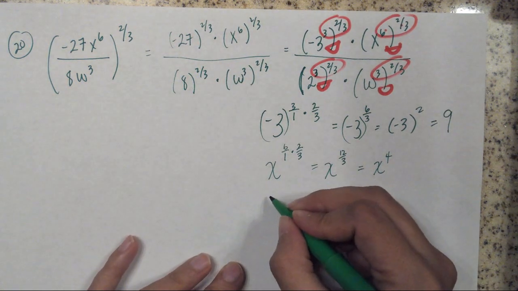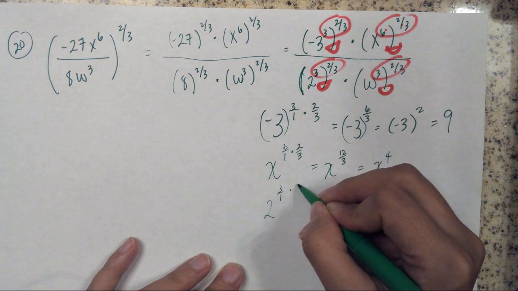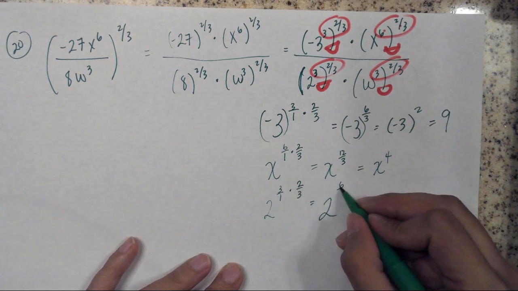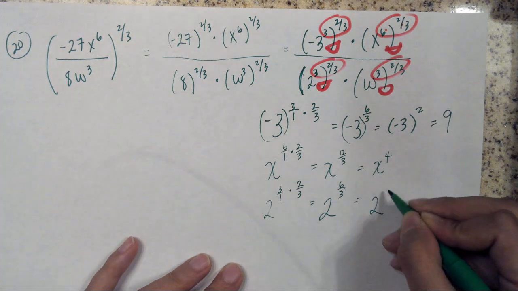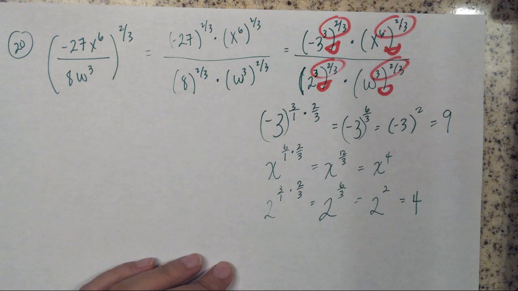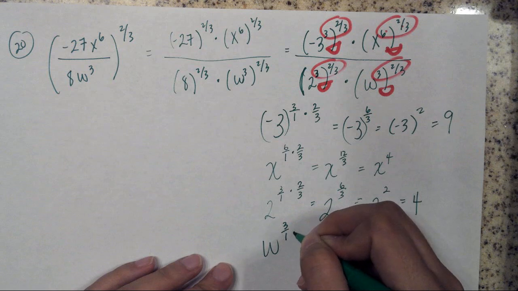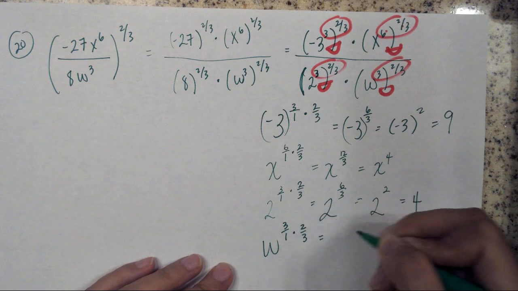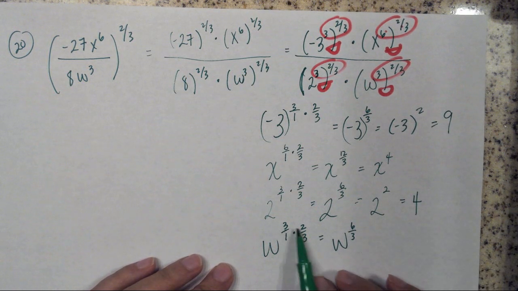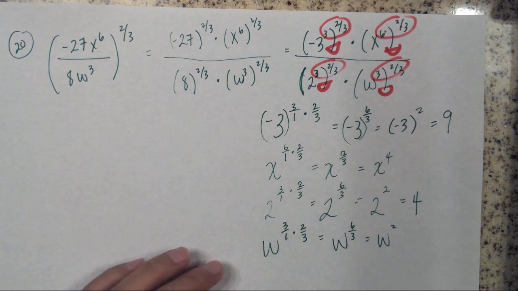Now I have 2 to the 3rd, so 3 over 1, times 2/3. We get 2 to the 3 times 2 is 6, 6/3, so that's 2 squared. And 2 squared is 4. And then the last one I have w, so w to the 3 over 1 times 2/3. You get w to the 6/3. 3 times 2 is 6. 1 times 3 is 3. So you get w squared.